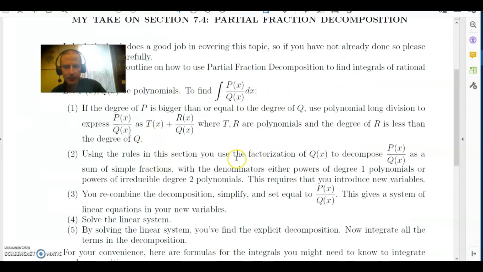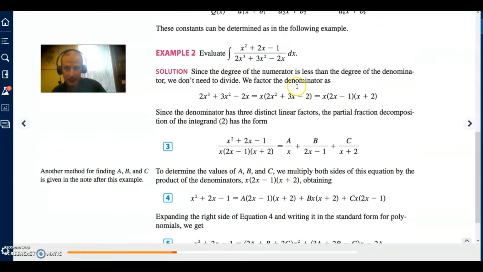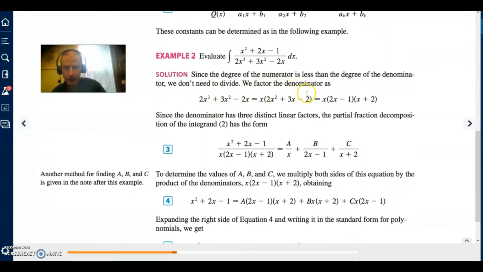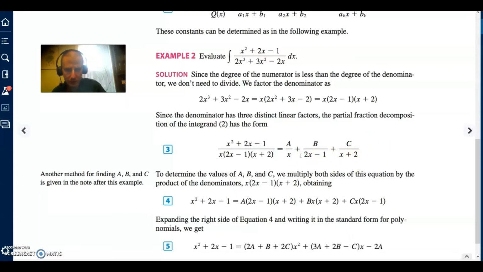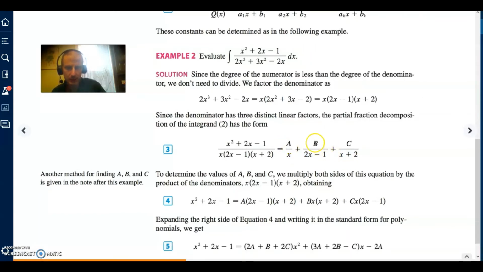Next, we need to decompose p of x over q of x abstractly as a sum of simple fractions. So in this case, this happens by looking at the factorization of the bottom, which in this case is x times 2x minus 1 times x plus 2. And what that means is you're going to have a something over x plus a something else over 2x minus 1 plus a something else over x plus 2. Notice the factors are what go into the bottom of these fractions. This is an abstract decomposition because we don't know what the A and the B and the C are.